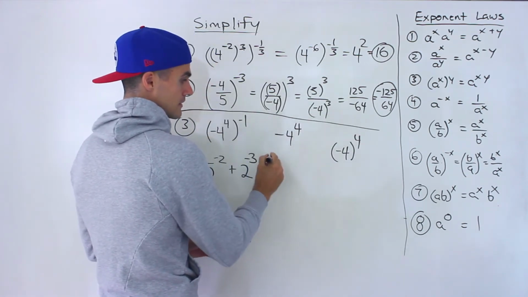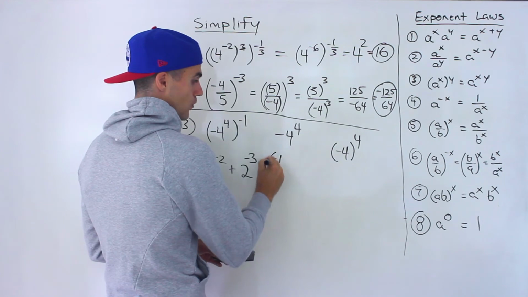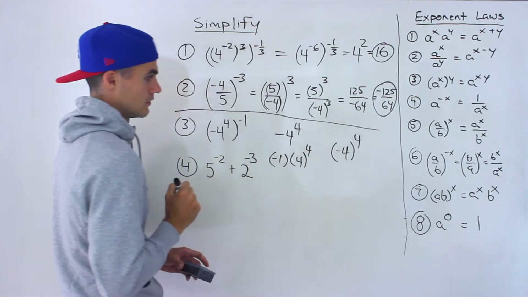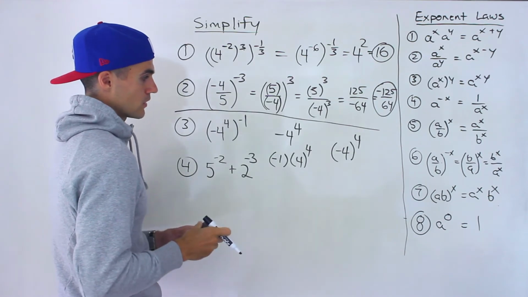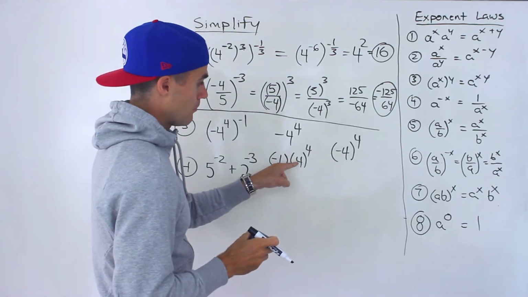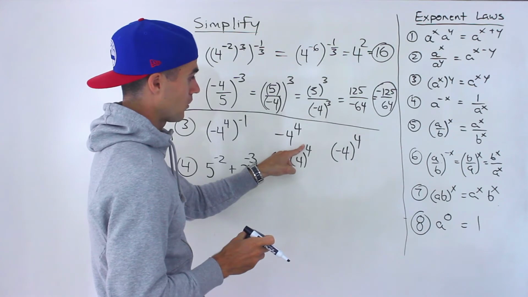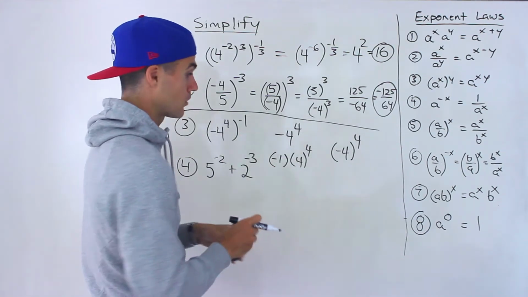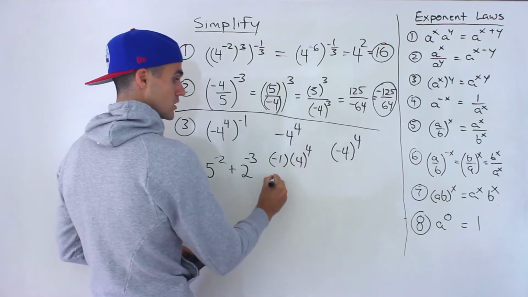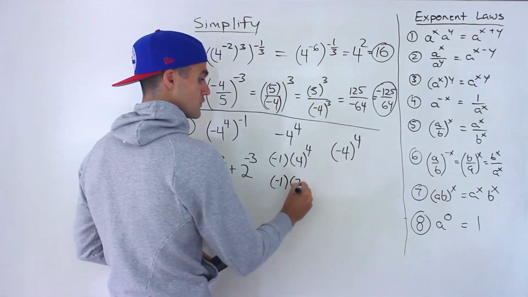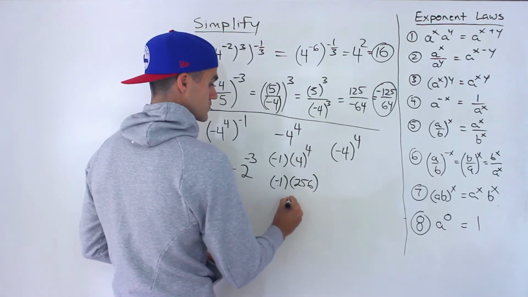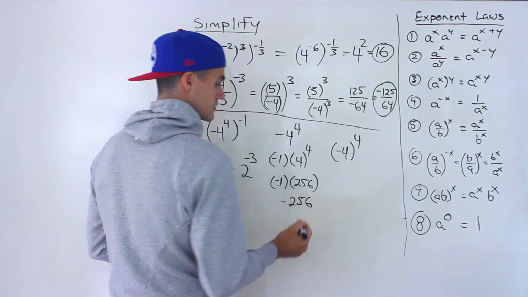The way we would write this is -1(4)^4. So it's the positive 4 that's going to the power of 4, and then the negative 1 is on the outside. If you do BEDMAS, remember, exponents go first. So you'd have negative 1 times 256, which would give us negative 256.